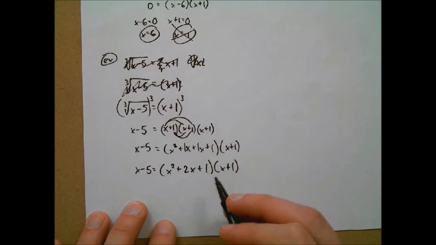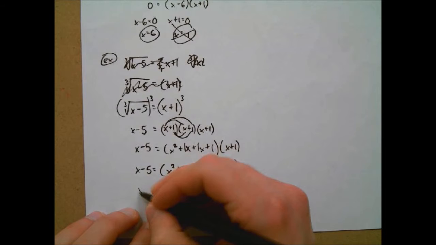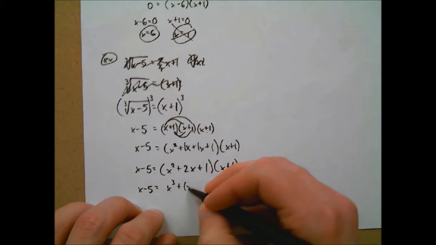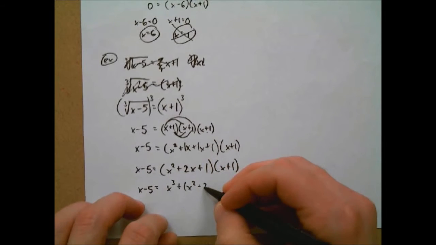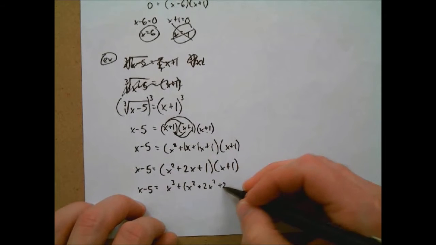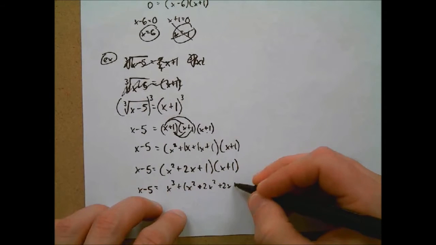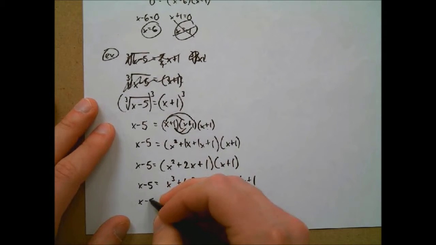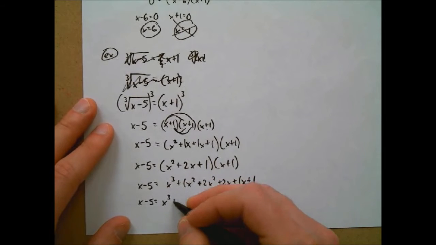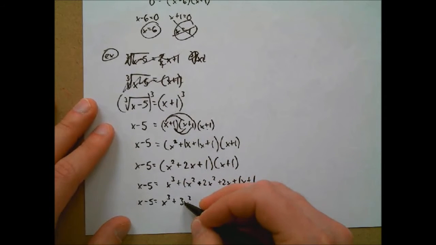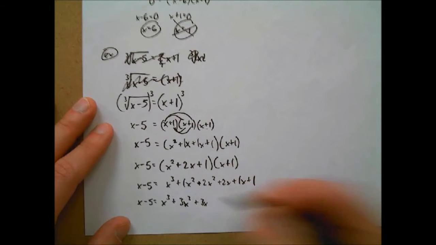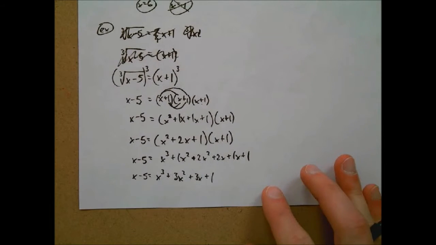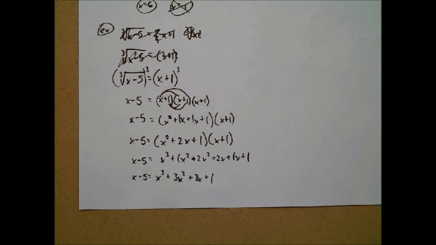So this x squared will multiply with the x in the 1. x squared times x will give me x to the 3rd. x squared times 1 is 1x squared. 2x times x, 2x squared. 2x times 1, 2x. 1 times x, 1x. 1 times 1, 1. And then combine your like terms. 3x squared, and then 3x, and then plus 1. Okay, so there it is, multiplied out. Yay. But we're not done yet.